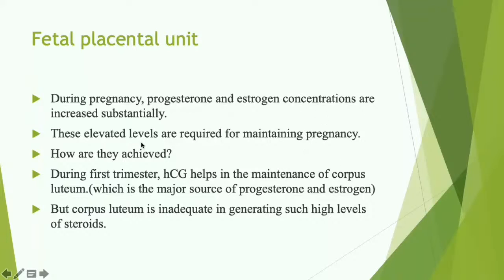Now how are they achieved? During first trimester, the HCG or the human chorionic gonadotropin helps in the maintenance of corpus luteum because that is a major source of progesterone and estrogen. Then later, as the placenta is formed, the trophoblast takes the function of formation.